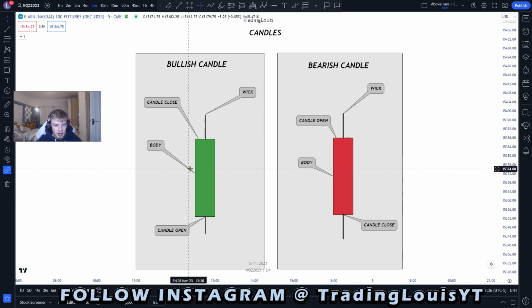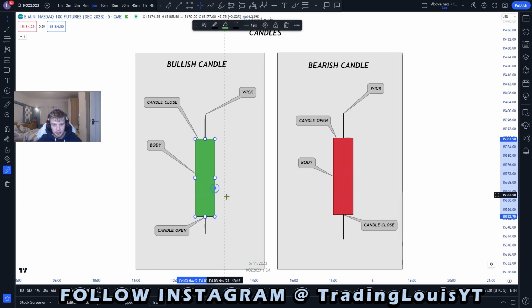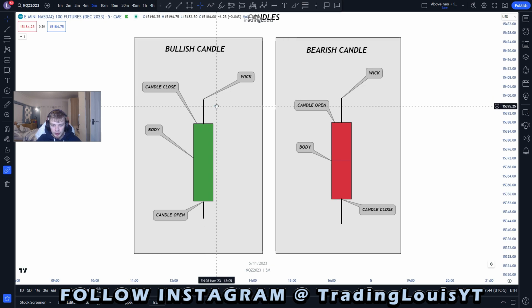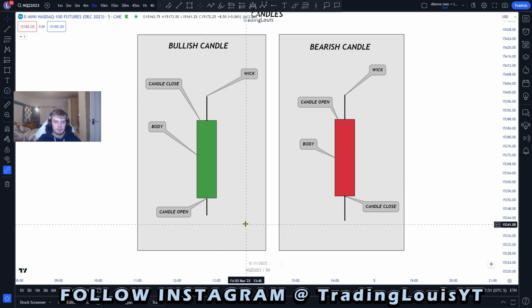About candles, there is the body of the candle, which is just the main point, the thick part of the candle. Then there is a wick, which is when price comes up into this point but does not close. And then there is a candle open and the candle close.